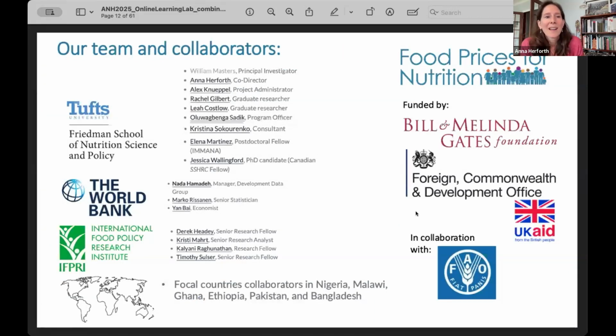And our team has been tripartite from Tufts and World Bank and IFPRI, but we also have been very much in collaboration with FAO, as well as the country collaborators in the focus countries covered in this phase of work, which have included Nigeria, Malawi, Ghana, Ethiopia, Pakistan, and Bangladesh. So a large team of people, and thanks to Will for being here and leading these grants and all of the coordination needed to make this happen. It's been a real feat of coordination.